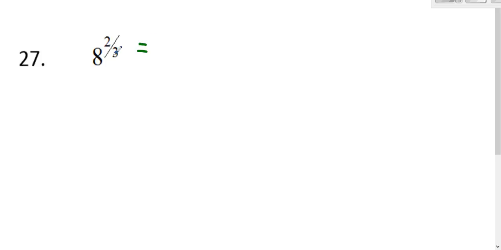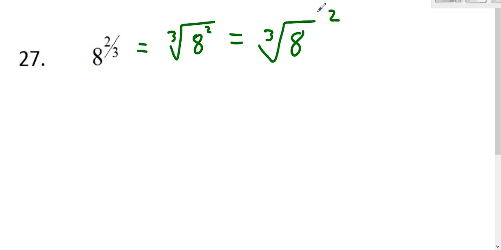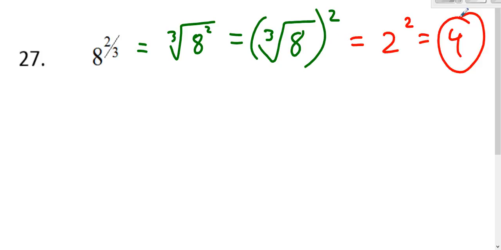Eight to the 2/3. The denominator is our index, so it's the cube root of 8. And then the 2 is the power, it's squared. It actually doesn't matter if you square first or square at the end. I'd prefer to square later because it's a little bit easier. Since we can do the cube root of 8, that's just 2. This is 2 squared. So the final answer is 4.